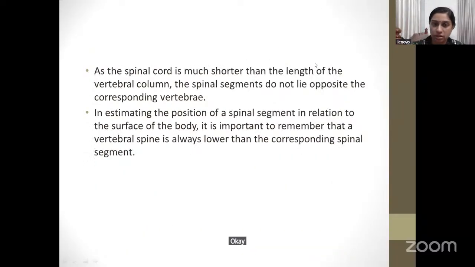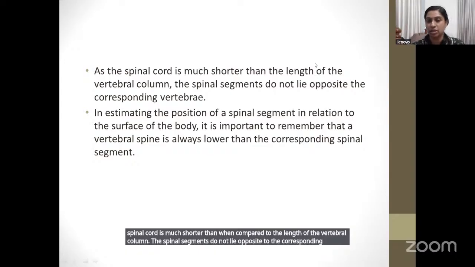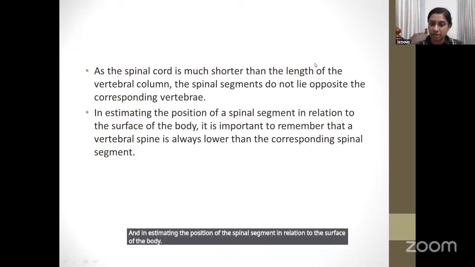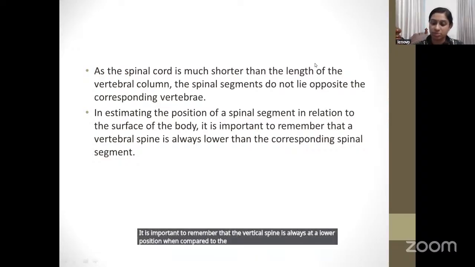Okay. As I've already mentioned, the spinal cord is much shorter when compared to the length of the vertebral column. The spinal segments do not lie opposite to the corresponding vertebrae. So spinal segments are not in correlation with the corresponding vertebrae. And in estimating the position of a spinal segment in relation to the surface of the body, it is important to remember that the vertebral spine is always at a lower position when compared to the corresponding spinal segment.